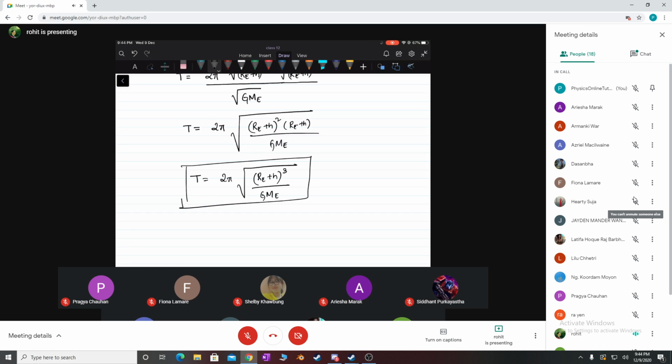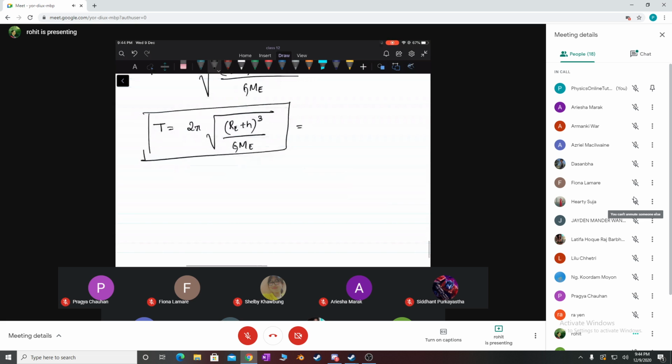And there's one more way, I'll just quickly show you. As you can see, I can also write like that. Then this Re plus H, I can write cube here, divided by GME. In place of GME, you know, right?